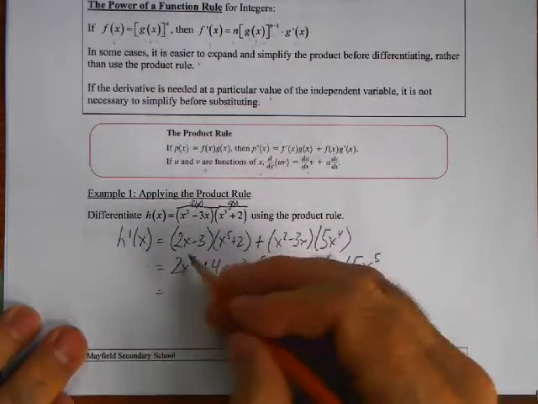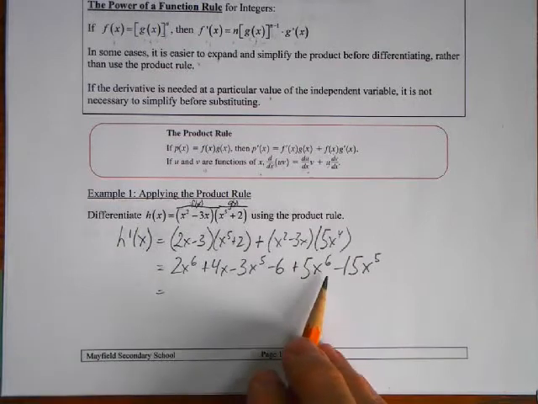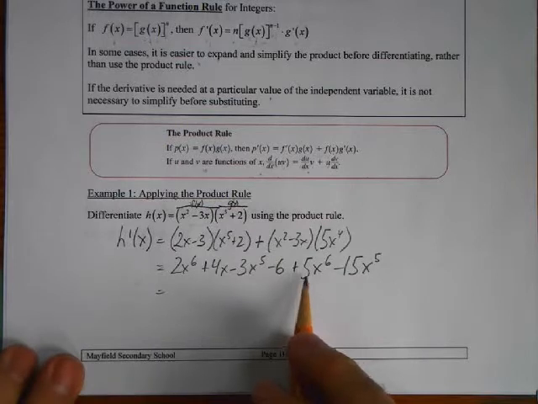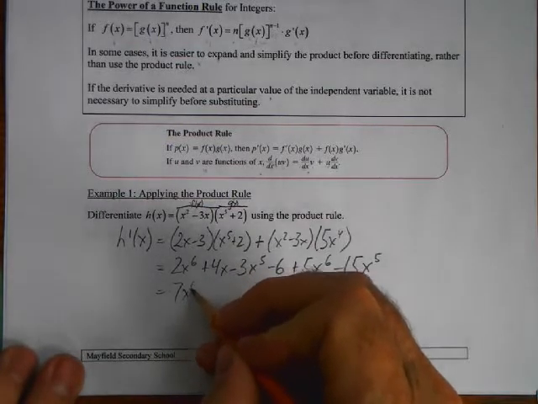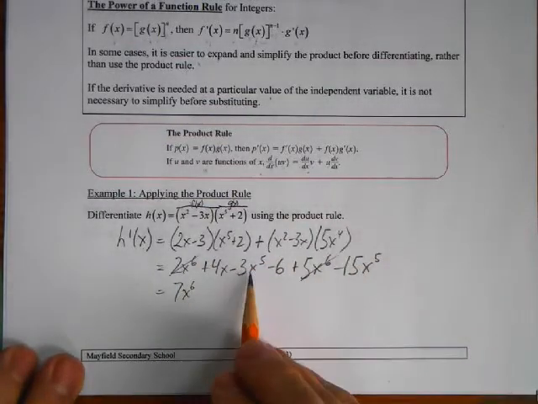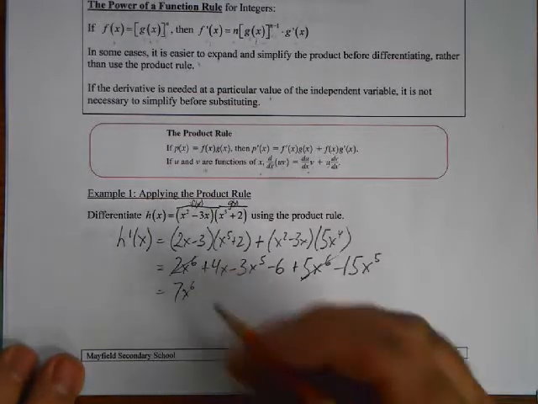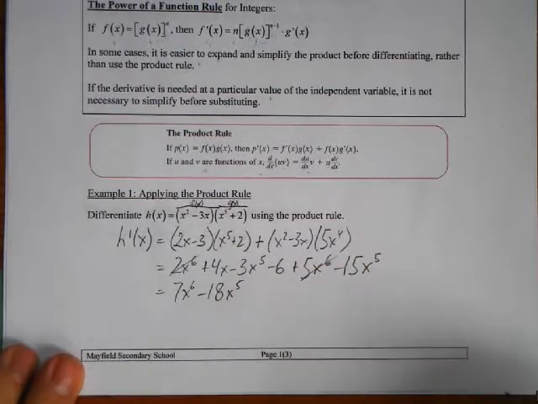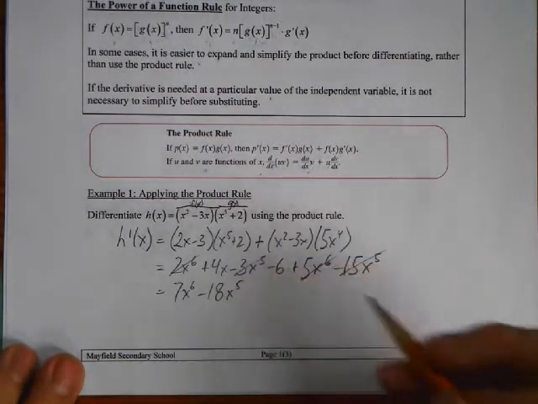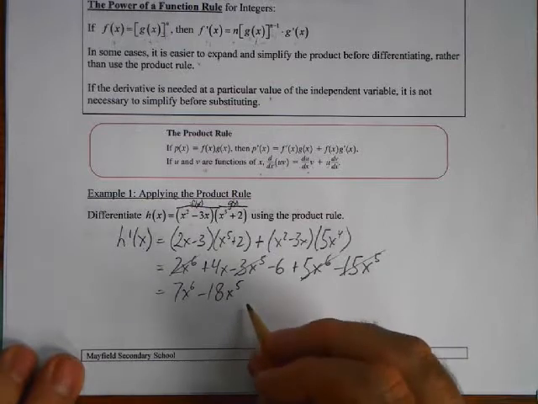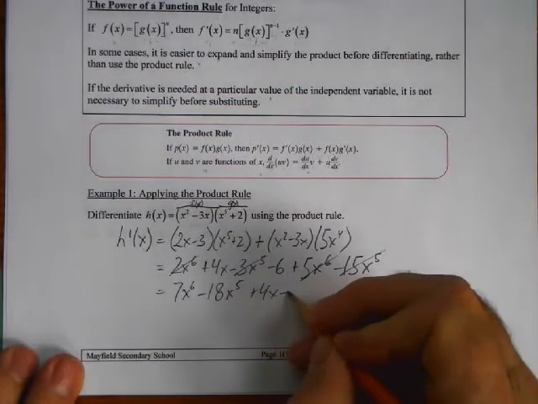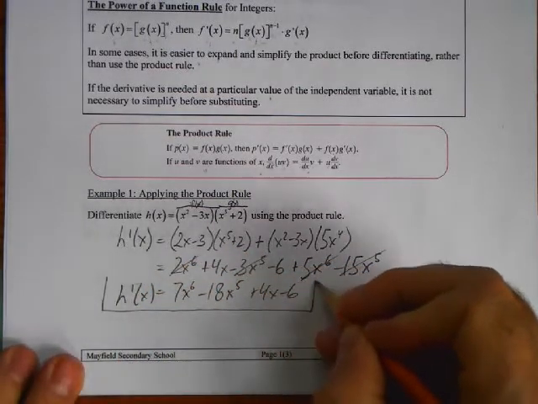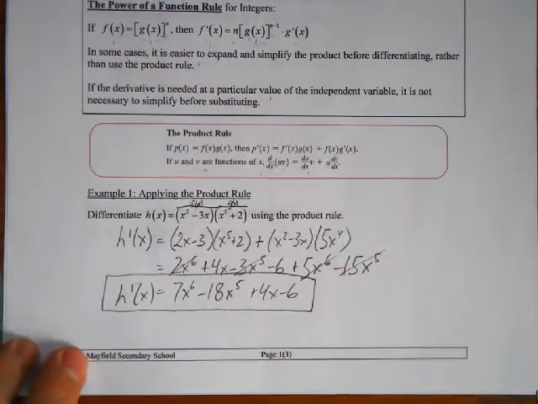Okay, so we've expanded. Now we can simplify because we've got several like terms here. So I've got 7x to the 6th from those two. I've got 2 with the 5 here, so that's going to be minus 18x to the fifth. So that's those two. And then I've just got what's left over here, plus 4x minus 6. All right, so there's our derivative of h. H prime of x is that.